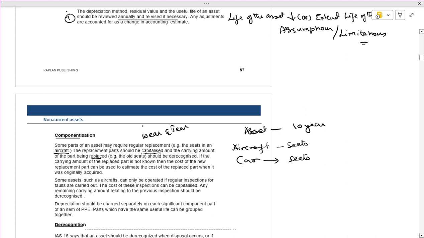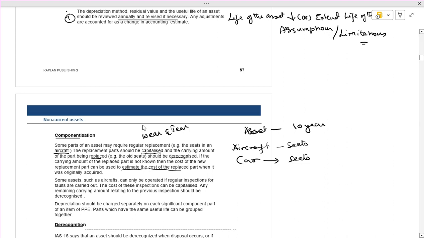Old seats. Once we are saying it has to be re-recognized. If the carrying amount of the replaced part is known, then the cost of the new replacement can be used to estimate the cost of the replaced part. See, this is the point. What every line, every statement gives you a very clear meaning. If you are replacing a component of the asset, we have to identify the replacement cost, and estimate the cost of the replaced part when it was originally acquired.